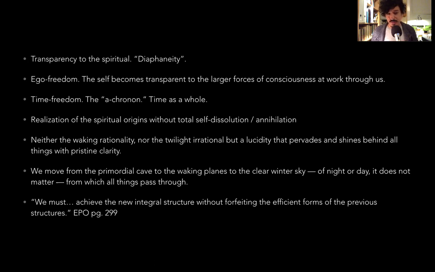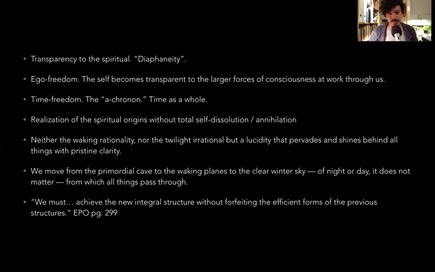He also describes time and again, throughout Ever-Present Origin, that this is neither the waking rational self or mind, nor the twilight irrational dreaming self, but a kind of lucidity that pervades and again shines through with this pristine clarity. So this is my way of putting it: we move from the cave to the waking daylight plane to the clear winter sky of night or day. It doesn't matter. All things pass through it.